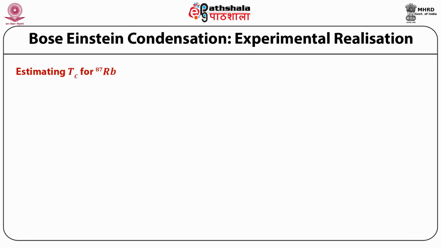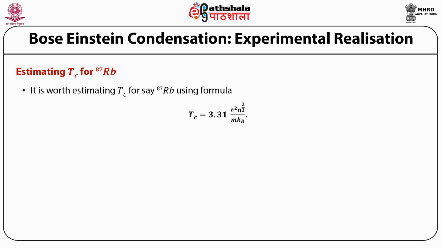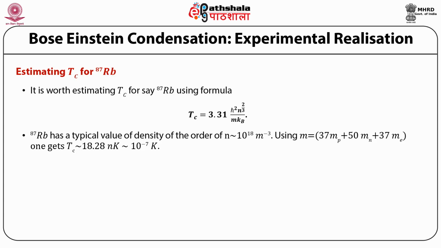By using the formula, Tc is equal to 3.31 ħ squared n raised to power 2 by 3 divided by m kB. Rubidium 87 has a typical value of density of the order of n approximately equal to 10 raised to power 18 per meter cube. Using m equal to 37 times mass of proton plus 50 times mass of neutrons plus 37 times mass of electrons, one gets Tc of the order of 18.28 nanokelvins, that is of the order of 10 raised to power minus 7 K.